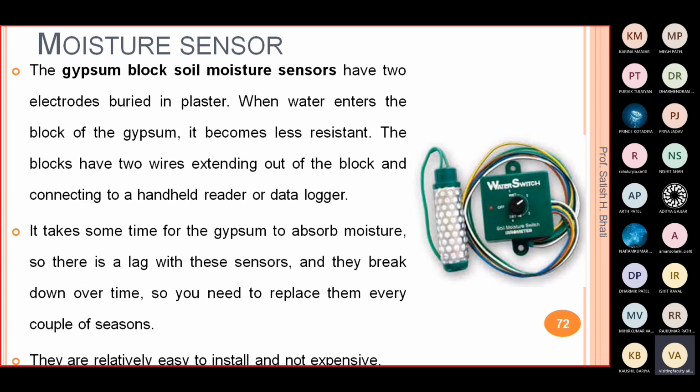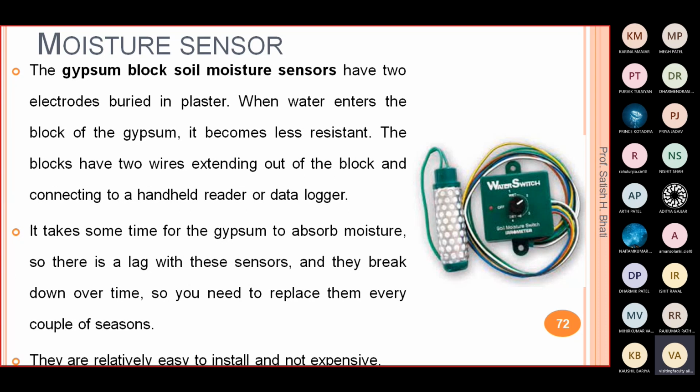So first is the gypsum block type of soil moisture sensor. You can see in the picture, this kind of sensor is available in the market. It is also known as a water switch. This type of moisture sensor has two electrodes, and they are inside the plaster.